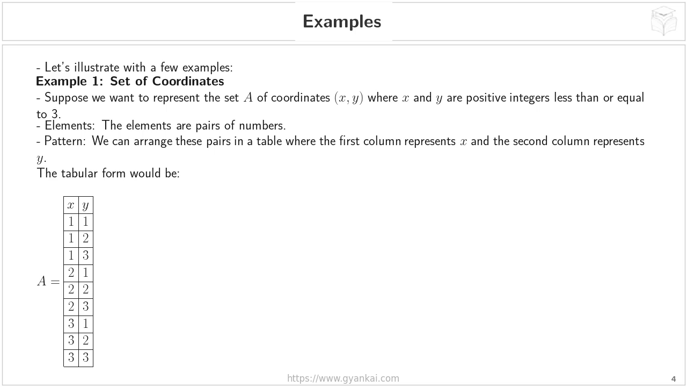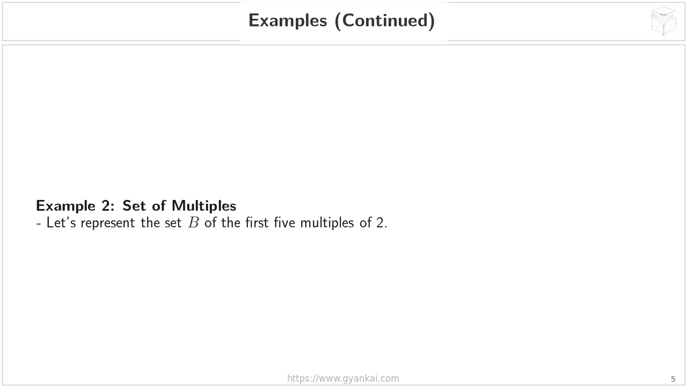Remember, this is much more structured than just listing them out randomly, especially as the set gets larger. We'll see in the next examples how this organization can be helpful with different types of sets. Examples continued. Let's move on to some more examples to solidify our understanding of tabular form. As we discussed earlier, remember that this is all about organizing sets, especially when they get a little bigger or have a clear pattern. Now let's look at example 2, set of multiples.